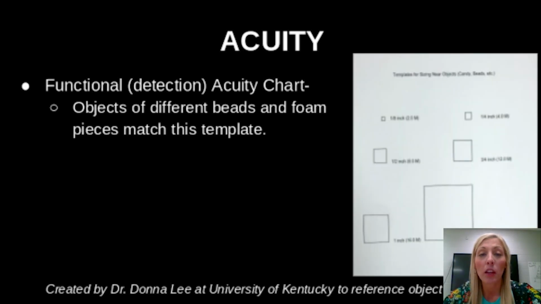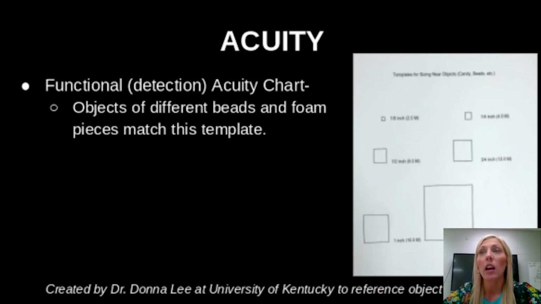The next one that we use is another chart. This was created by Dr. Donna Lee at the University of Kentucky, and she created this template for sizing objects. So when we're out in the field and trying to complete a functional acuity, with some of the different objects, how are you supposed to know their size?